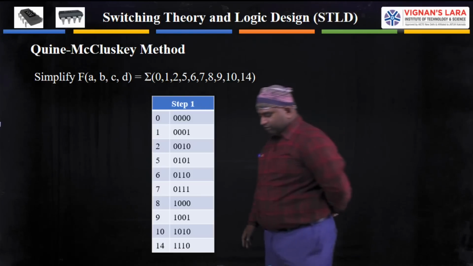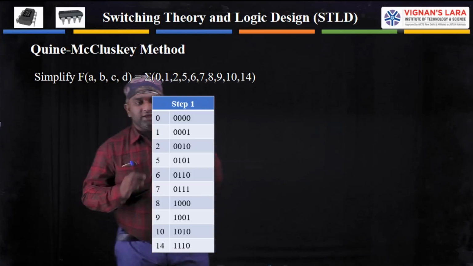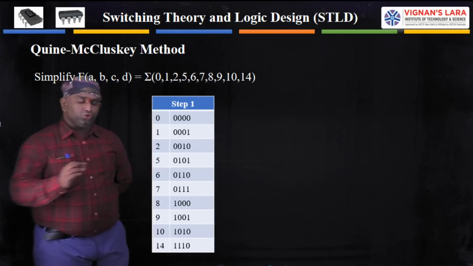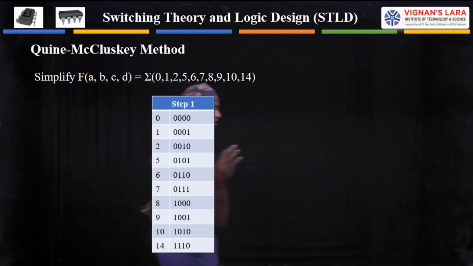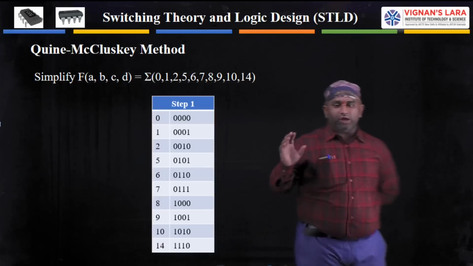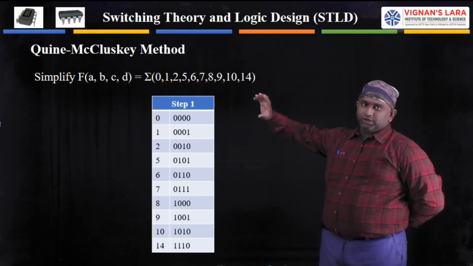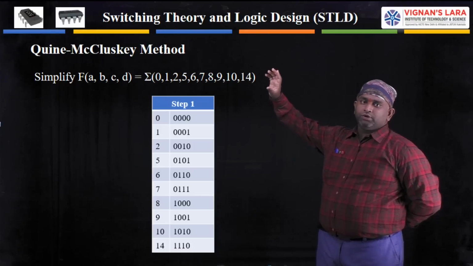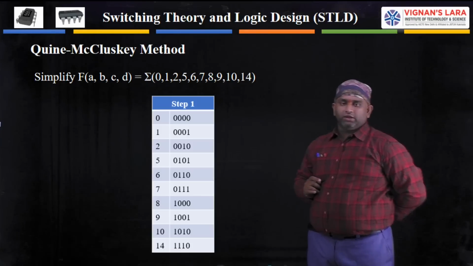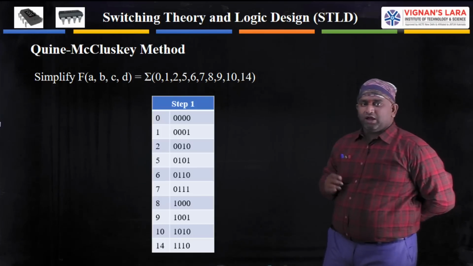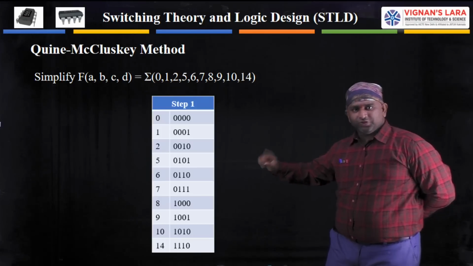Coming to the next step, it is very easy to solve this problem. It is the easiest method. The next step is a very simple thing. You have to arrange all these numbers in order. Okay, I think you got it, sir. Already all these numbers are in order.